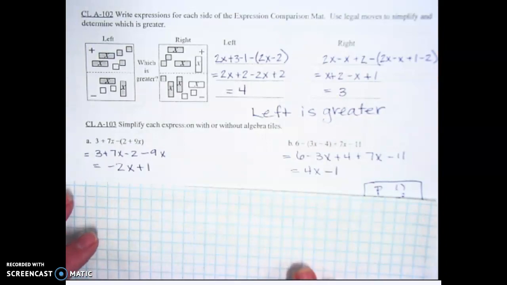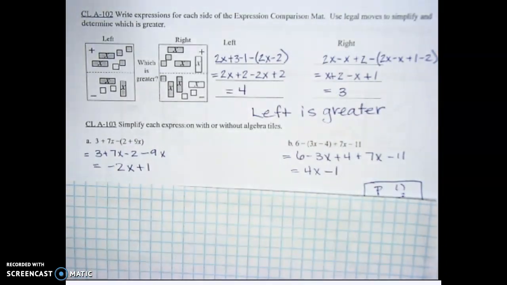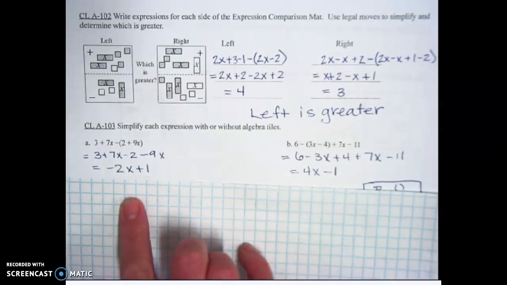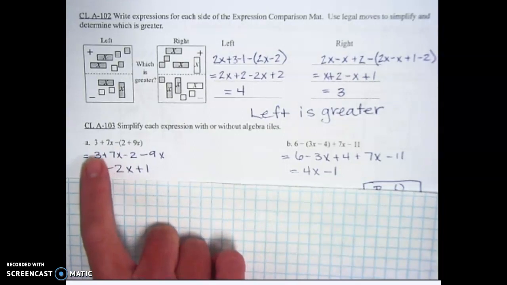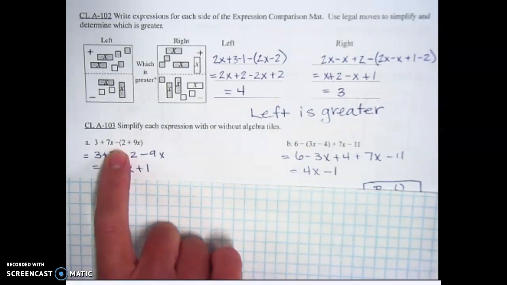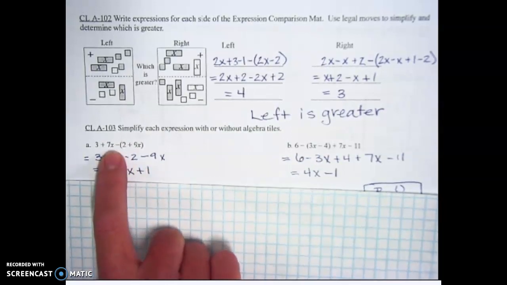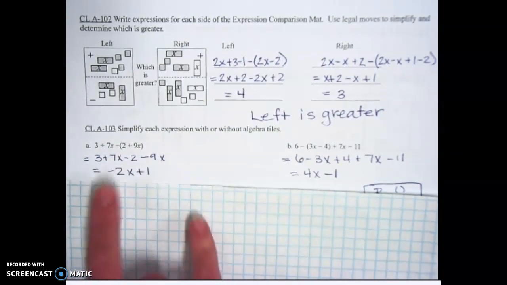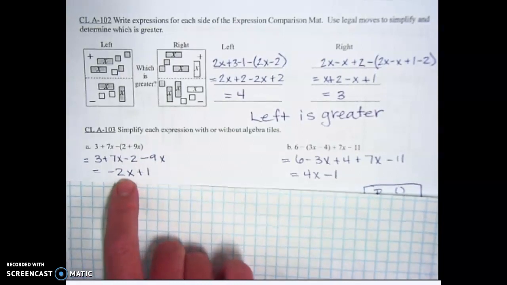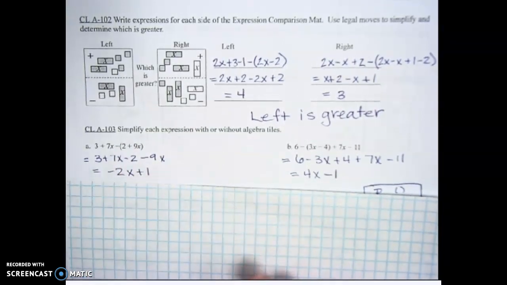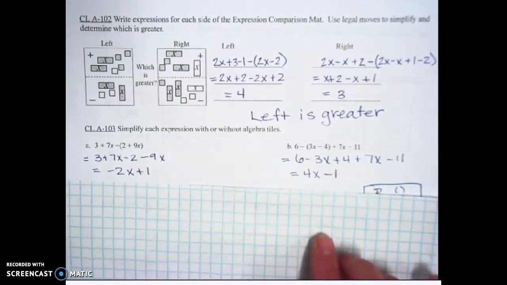Moving on to question 103, simplify each expression with or without your algebra tiles. So on part A, I looked for like terms. Well, first I actually distributed that -2. So I did 3 plus 7x minus the 2 minus 9x. So 7x minus 9x is -2x, and a 3 minus 2 is 1. And then these are not like terms, so they cannot be combined.